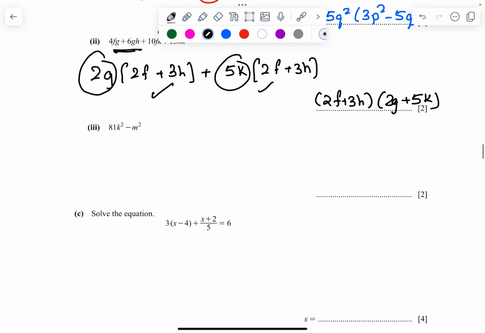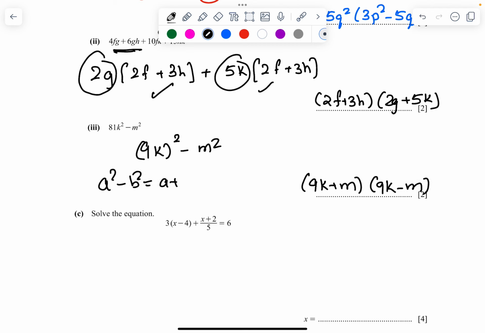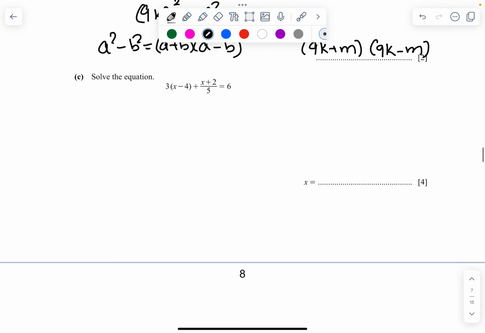Next, 81k square minus m square. 81 can be written as 9k whole square minus m square. So it is a plus b times a minus b. 9k plus m, 9k minus m. I use the formula a square minus b square equals a plus b times a minus b.